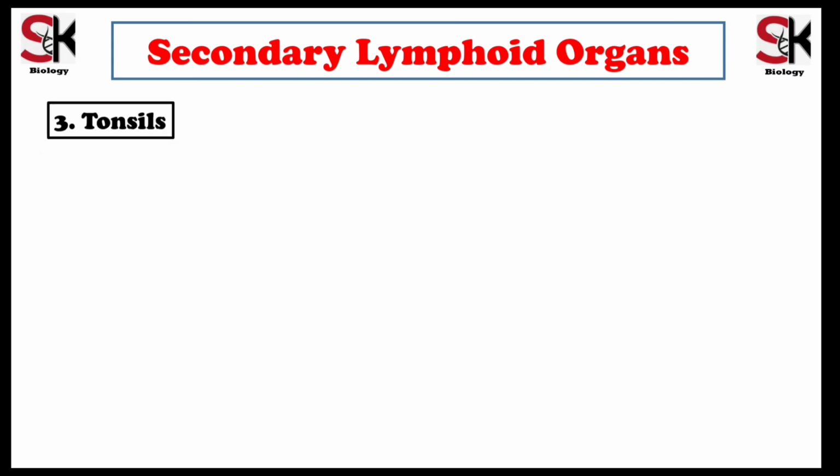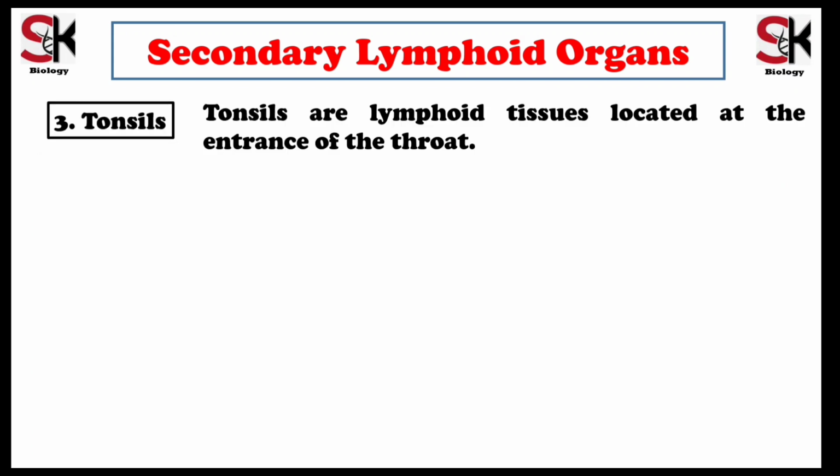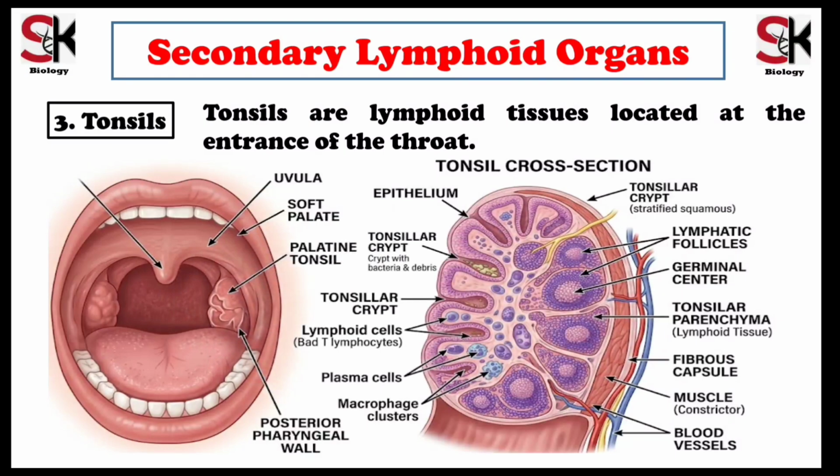The third secondary lymphoid organ is the tonsils. Tonsils are lymphoid tissues located at the entrance of the throat. The internal structure of tonsils is covered by epithelium and contains deep folds called crypts. These crypts trap microbes entering through food and air. Lymphoid follicles rich in lymphocytes help initiate immune response.